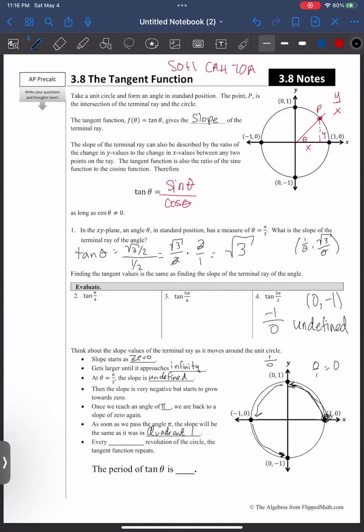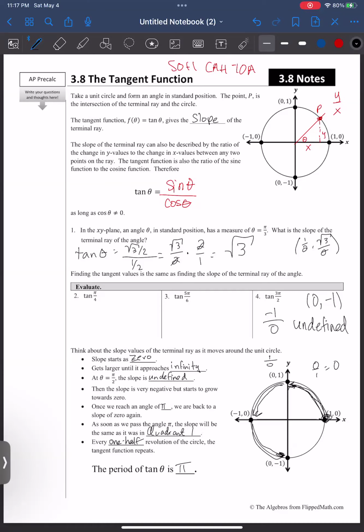Every half revolution of the circle, the tangent function repeats. So I basically go from quadrant 1, I hit that 90 degrees, that pi over 2, and then I start over, I go down. Then I hit another pi, I'm going back up, hit another pi over 2, stop, and then it keeps going. So meaning the period of tangent is pi.